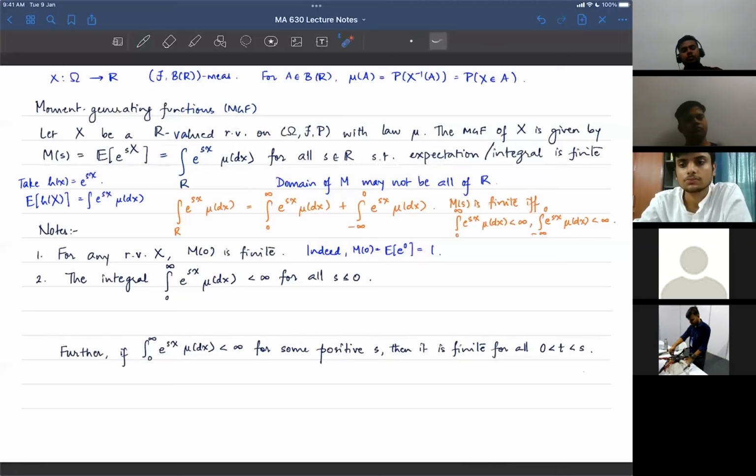So the way we're going to do that is we're going to ask ourselves, when can we be sure that this integral is finite and this integral is finite? Okay, so I claim that the integral from 0 to infinity of e to the sx mu dx is finite for all s less than or equal to 0. Why is this true?